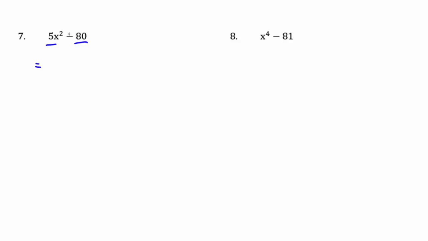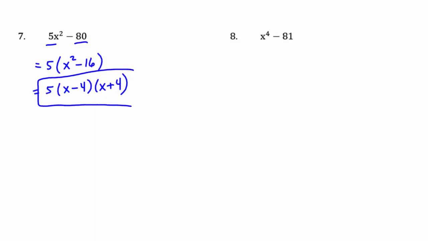So if I look at this, I see 5 is a factor of both of these. 5 goes into 80 16 times. And 16 is 4 times 4. Oh, so this is a difference of squares. So it's x minus 4 times x plus 4. And don't forget to bring down this 5. And therefore that's our answer.